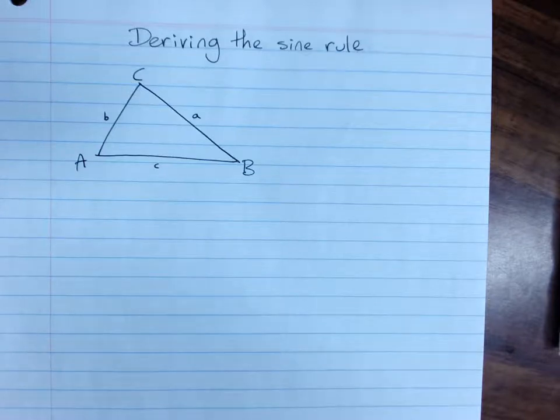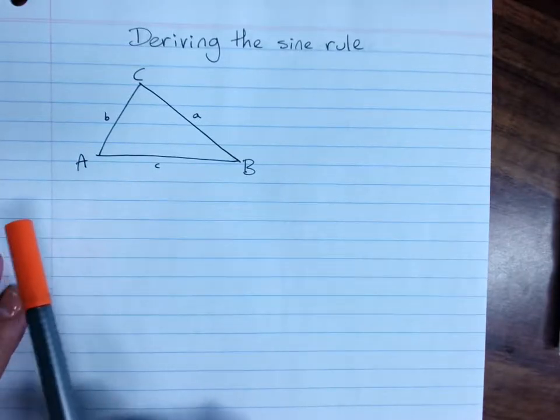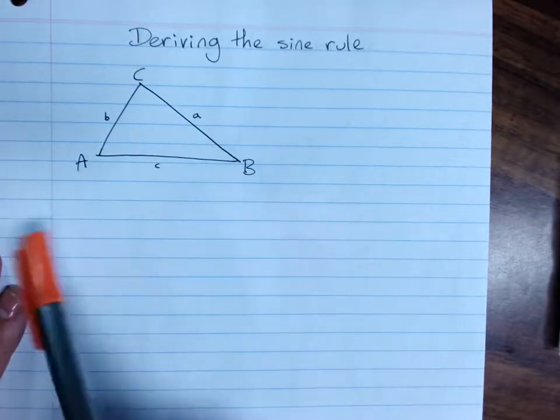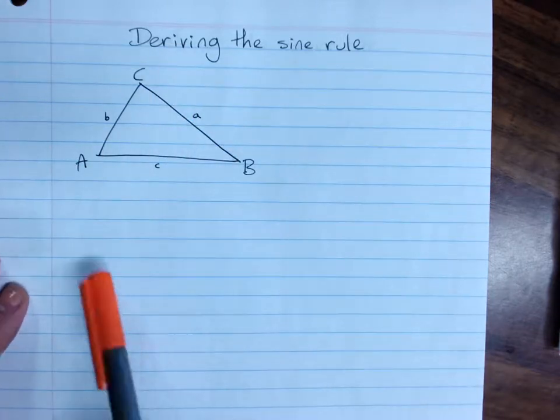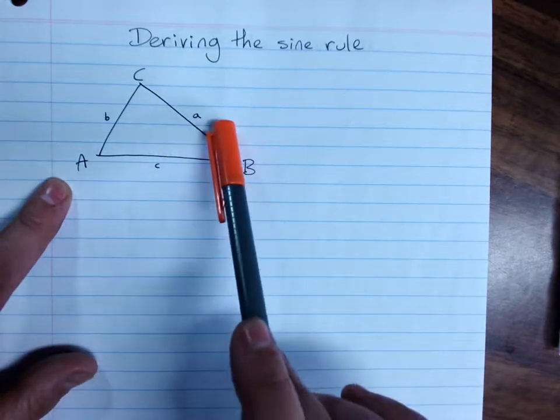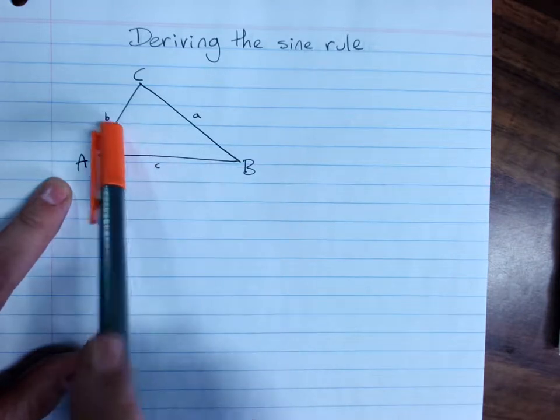Deriving the sine rule. The sine rule is actually proved by using right-angled trigonometry, and we're going to do that here. Here I have any non-right-angled triangle labelled correctly: angle A, side A, angle B, side B, etc.